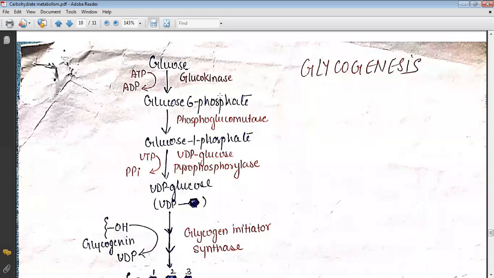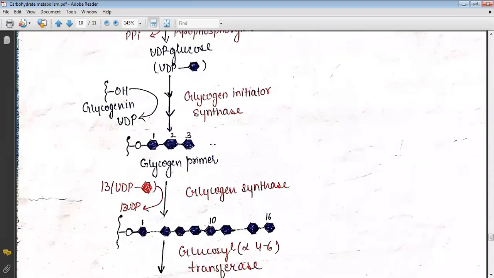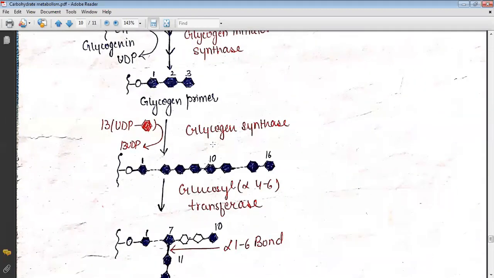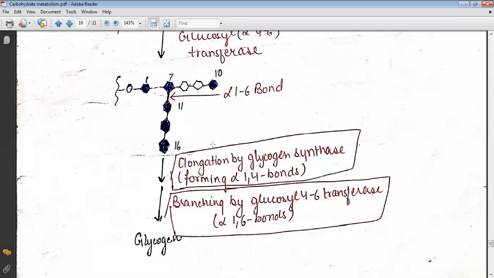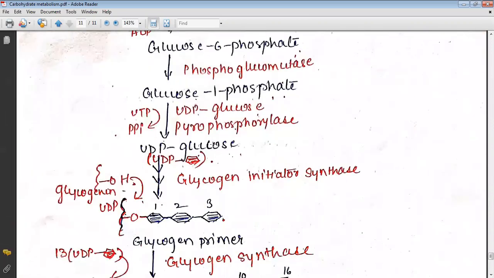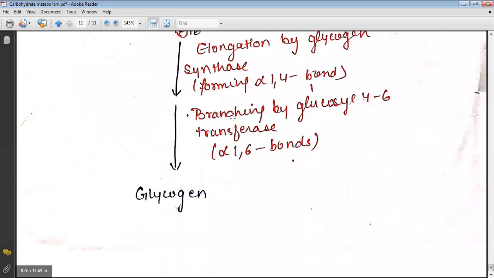Glucose is converted into glucose 6-phosphate by glucokinase. Then it is converted into glucose 1-phosphate by phosphoglucomutase. Then this changes into UDP glucose by the enzyme UDP glucose pyrophosphorylase. Then glycogen initiator synthase acts and it changes into glycogen primer. Glycogen synthase then elongates it, then the branching enzyme glycosyl 4,6 transferase forms the alpha 1,6 branches, followed by further elongation by glycogen synthase, and it forms glycogen. This is glucose 6-phosphate, glucose 1-phosphate, UDP glucose. This shows the whole reaction, branching done, and forms glycogen.